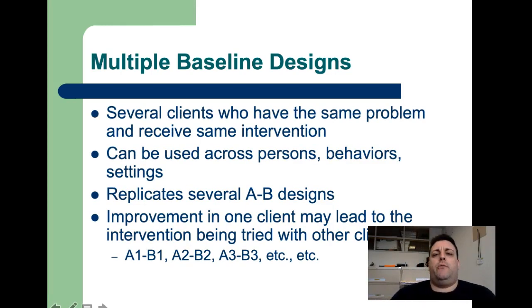Multiple baseline designs are used when you've got multiple clients, typically with the same problem or similar problems, and who are getting sort of the same intervention. The hallmark of a multiple baseline design, and the way to think about it, is that you've got several A-B designs or several single system designs running in parallel. The notation for that is typically A1, B1, A2, B2, A3, B3, so on and so forth. And in this case, the 1, the 2, and the 3 that we've added to the A and the B is what denotes different people.